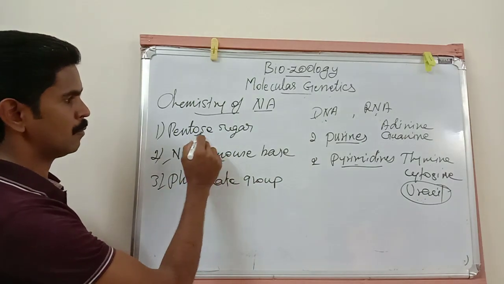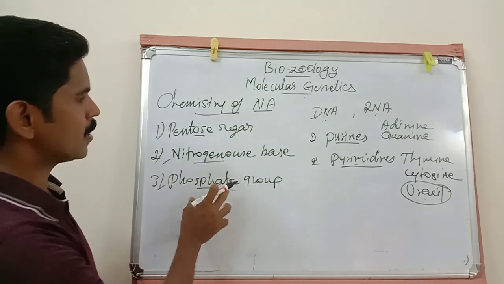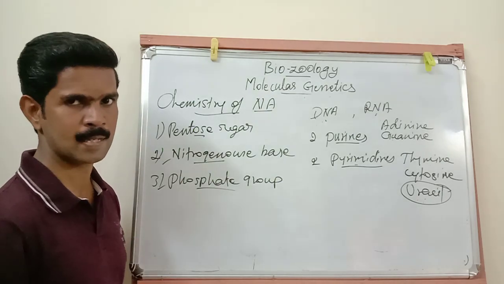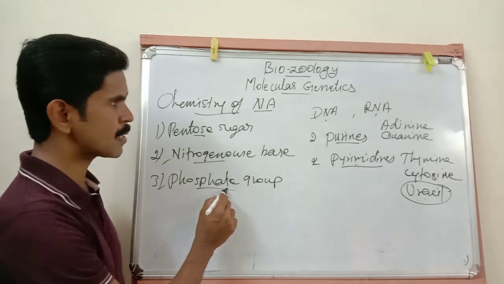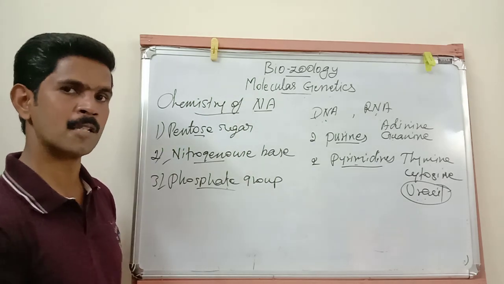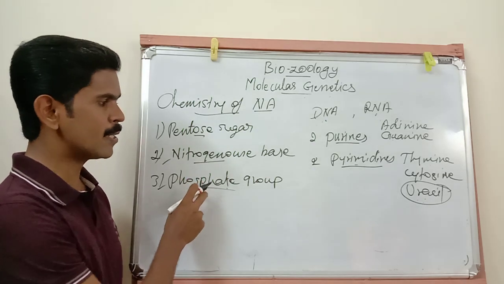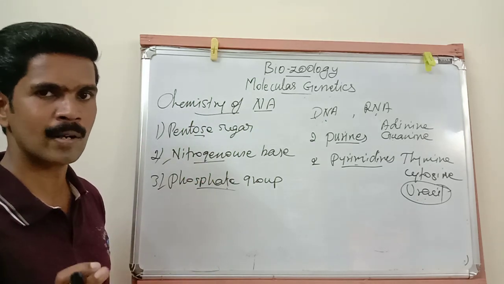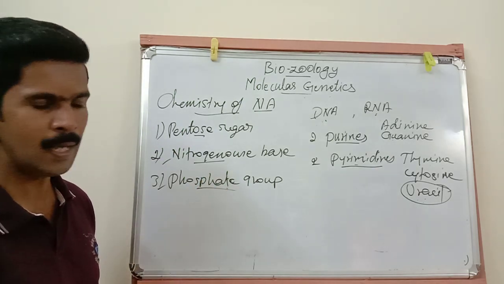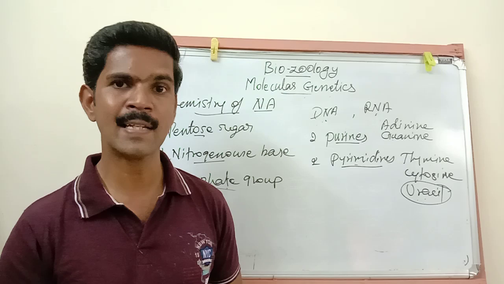So the first part, pentose sugar, is over, the second, nitrogenous base, is over, and the third one is the phosphate group. The phosphate group present in a nucleic acid is derived from one acid. It is called phosphoric acid. Understand? Then the phosphate group has three important hydroxyl groups. Among the three hydroxyl groups, two hydroxyl groups are involved in the strand formation.